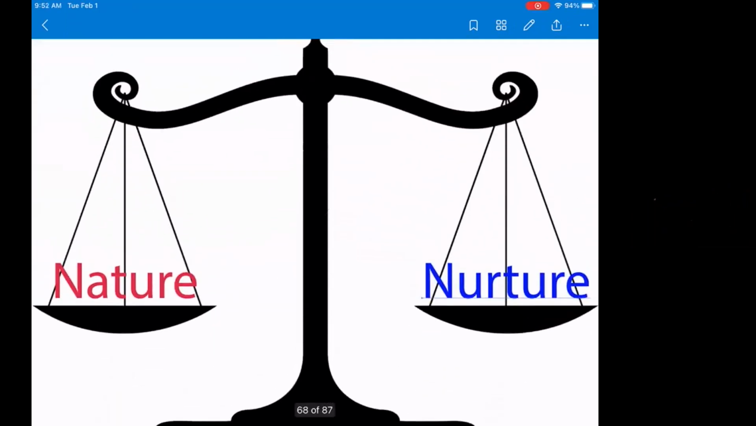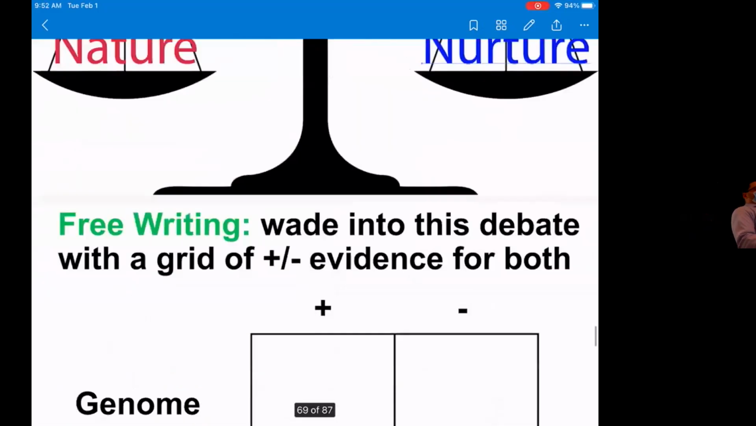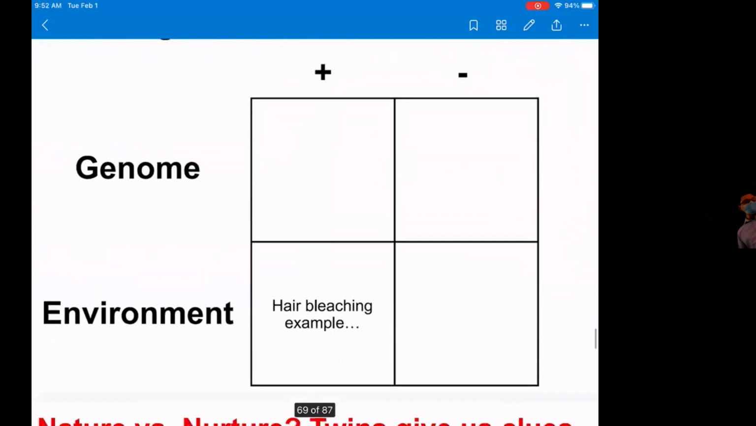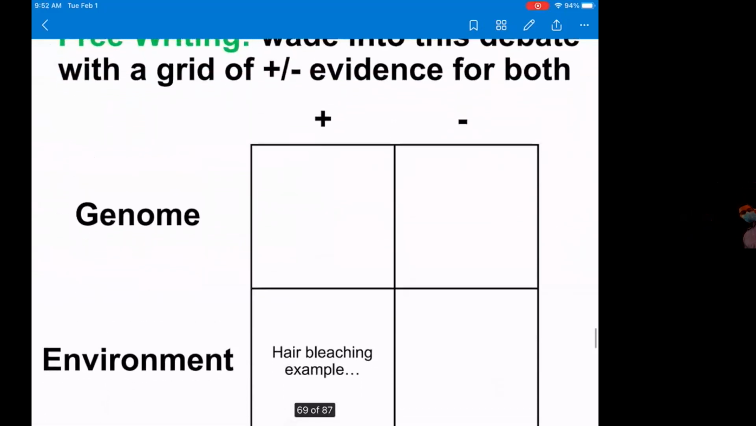But this gets characterized typically in nature nurture, these words right here. It's an incomplete picture. What we'll find in this class, luckily, is that these two things inform each other. But at the same time, this is just free. You're off, you're good. You don't have to worry about turning anything in. But as far as a plus minus grid for, would you say the genome has more influence or the environment has more influence on specific traits?